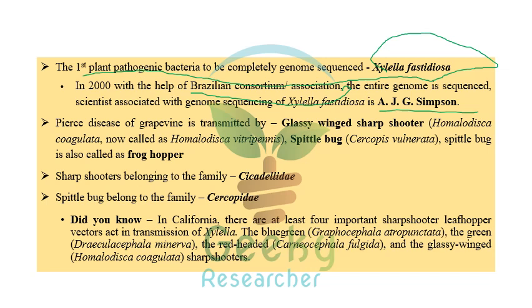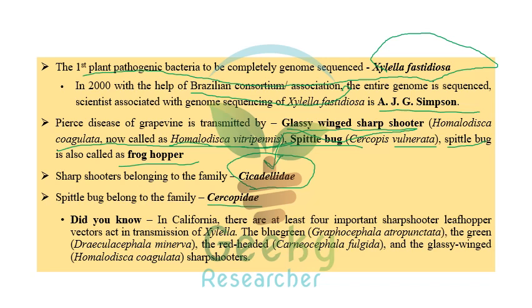I told you that Pierce disease of grapevine is transmitted by the glassy winged sharpshooter, Homalodisca coagulata, now called Homalodisca vitripennis. Not only the glassy winged sharpshooter, but also other species like the spittlebug, Cercopis ulnareta, also called frog hopper. Glassy winged sharpshooter is the vector for Xylella, and sharpshooters belong to the family Cicadellidae, okay? And spittlebug belongs to the family Cercopidae.